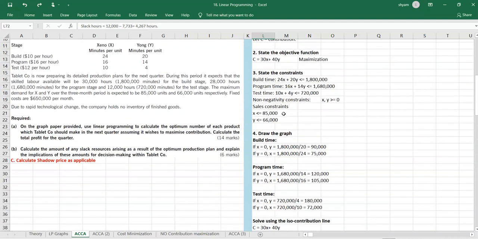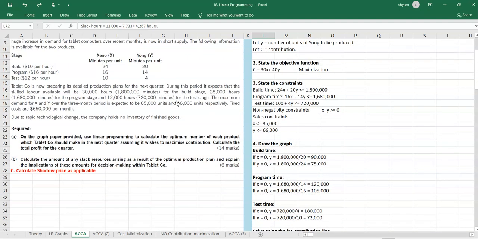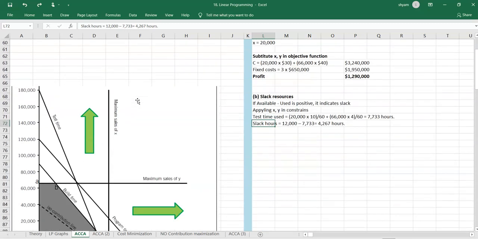What is the maximum available? They have given it as 12,000 hours. It's up to you to find out either in minutes or hours; however you do it, it will give you the same answer. So test time available is 12,000 hours, but used is only 7,733 hours. So still we have surplus. That is called slack. So we'll apply it to the other one, which is program time.